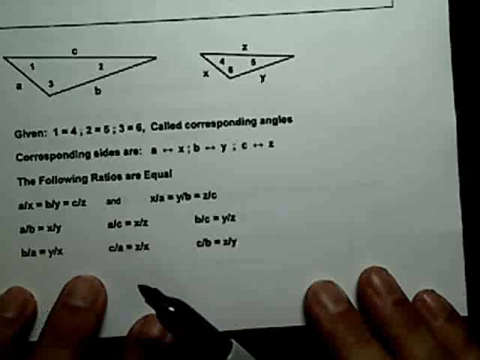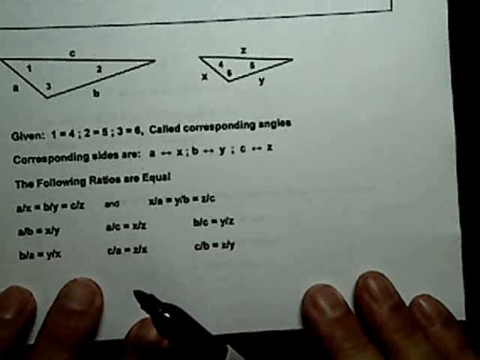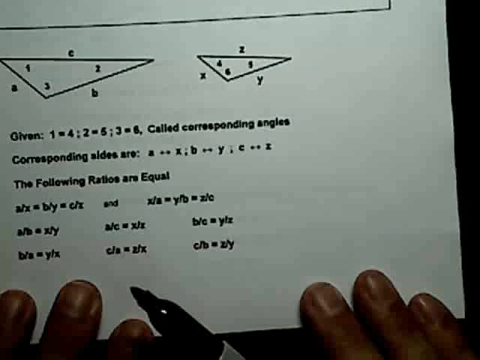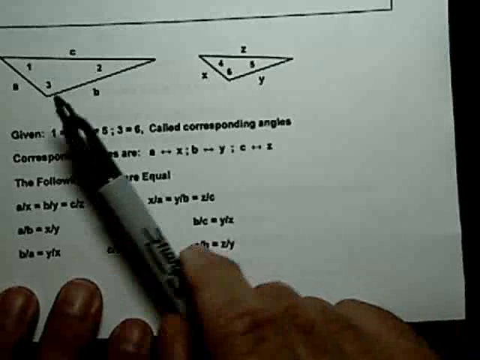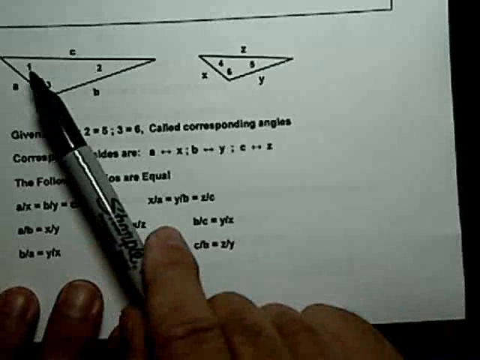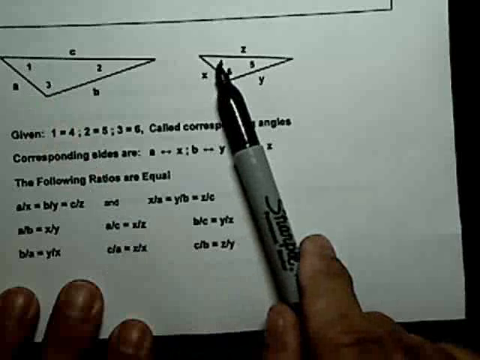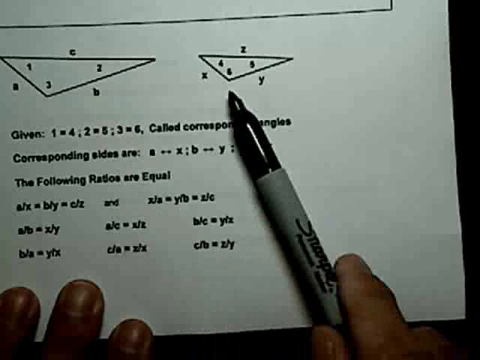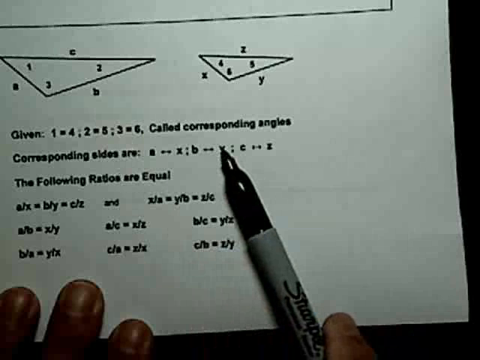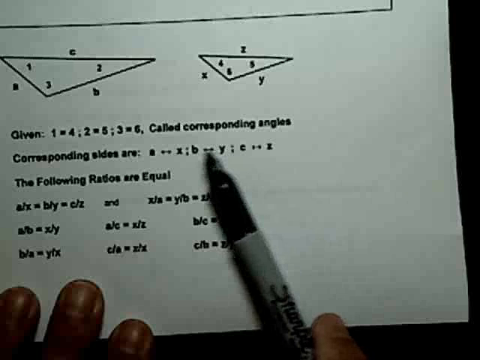Now, let's first of all be sure you understand what corresponding sides are. That's very important, or you can make a mistake very easily. I told you that 1 and 4 were equal, so the side opposite 1 is B, and the side opposite 4 is Y, so B and Y are corresponding sides.